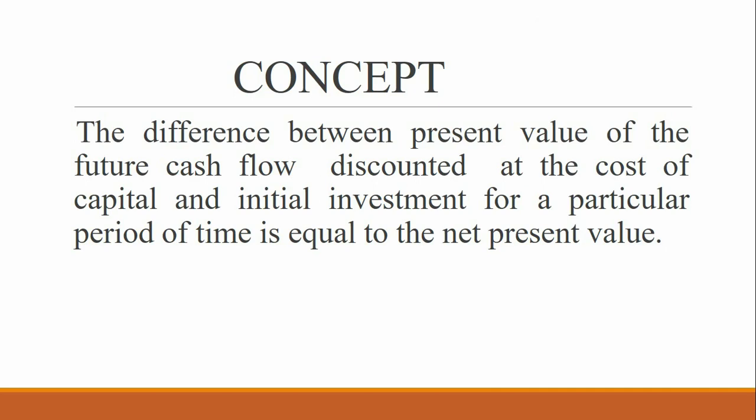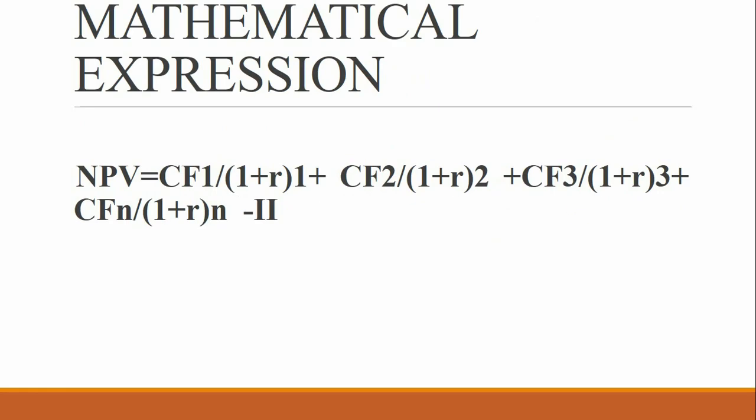will be considered as the NPV. In the mathematical expression, CF1 is the cash flow of the first year, divided by (1 + R)^1. It means discounted at the cost of capital in the first year. Similarly, CF2 divided by (1 + R)^2 for the second year, and the third year, and so on. Lastly, the sum will be deducted from the II, that is the initial investment.